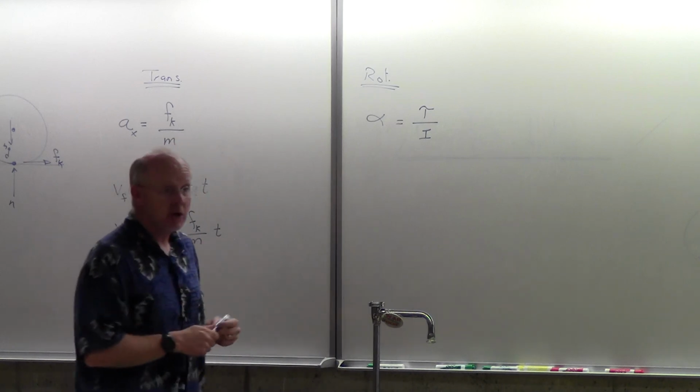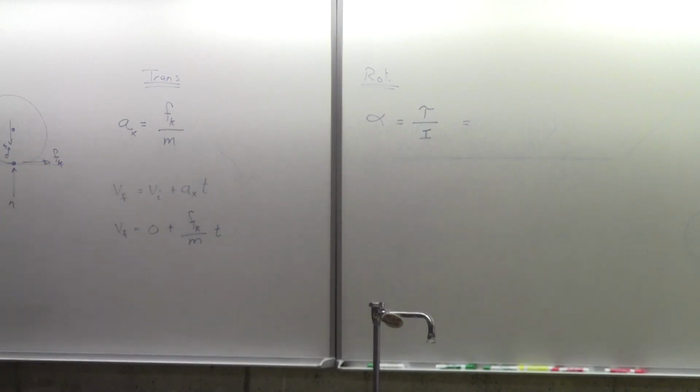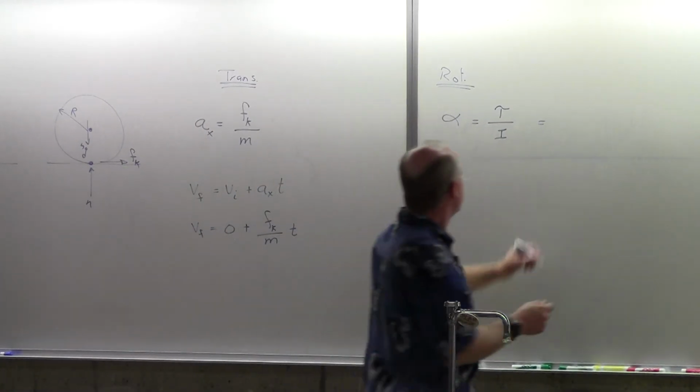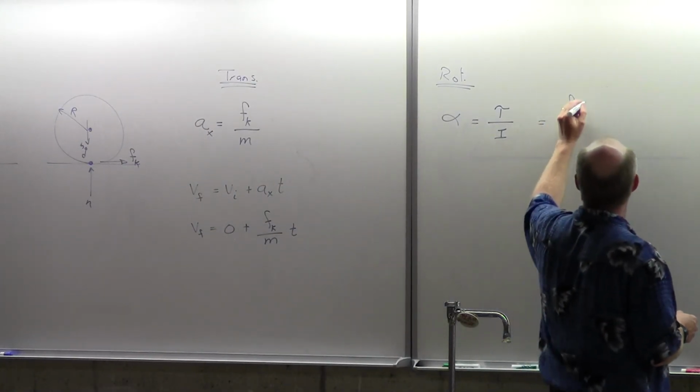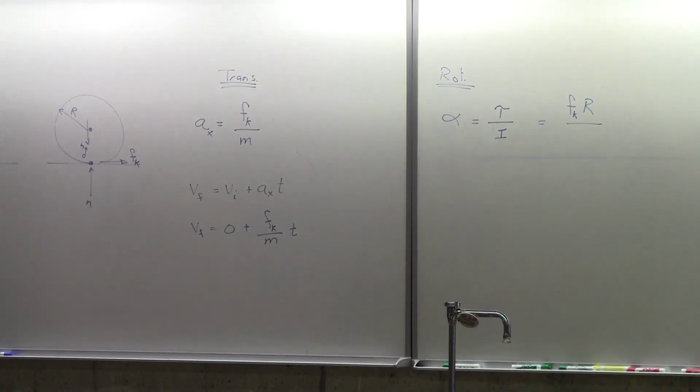And so in this case, what is the torque? Well, there's the force of friction at a distance of, if we call this r, the torque then is the force of friction at a distance r away. Fair enough? And if you want to put sine of 90 degrees, you can do that too. And what's the moment of inertia of this solid disk?